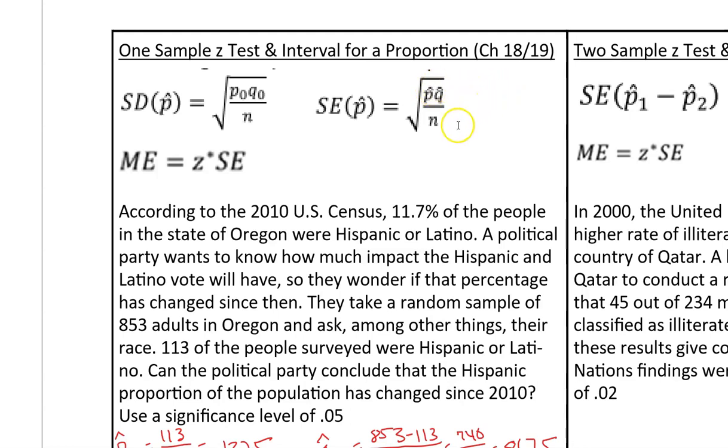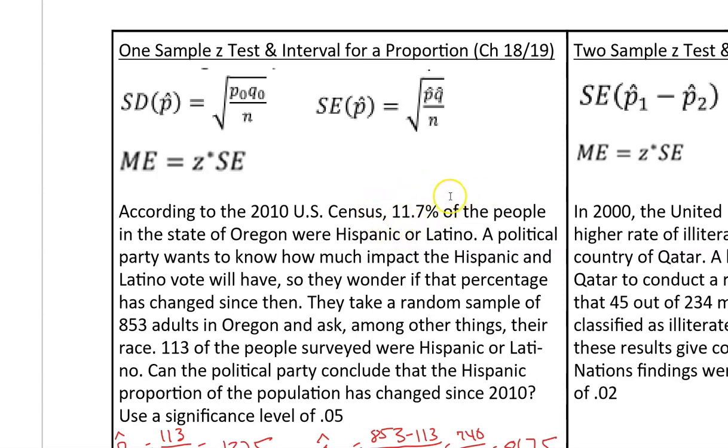All right, class, example number 1 on our review. According to the 2010 U.S. Census, 11.7% of people in the state of Oregon were Hispanic or Latino. A political party wants to know how much impact the Hispanic and Latino vote will have, so they wonder if that percentage has changed. They want to see if there's a different percentage now, right?